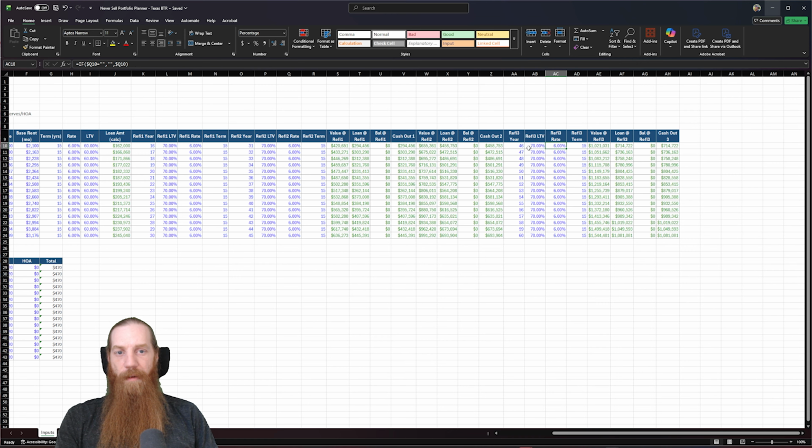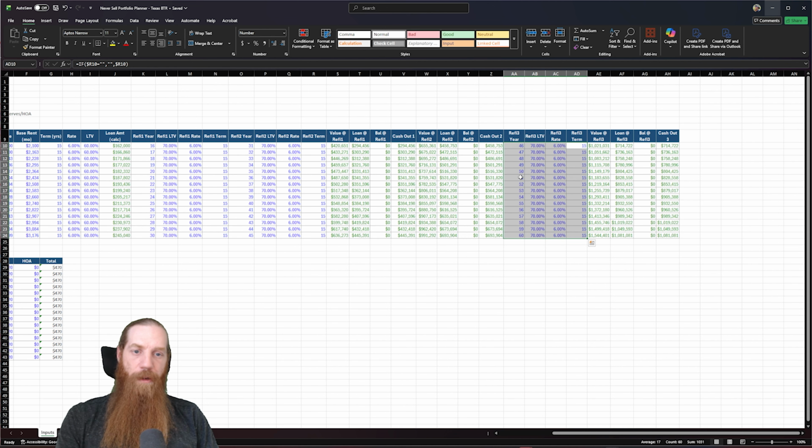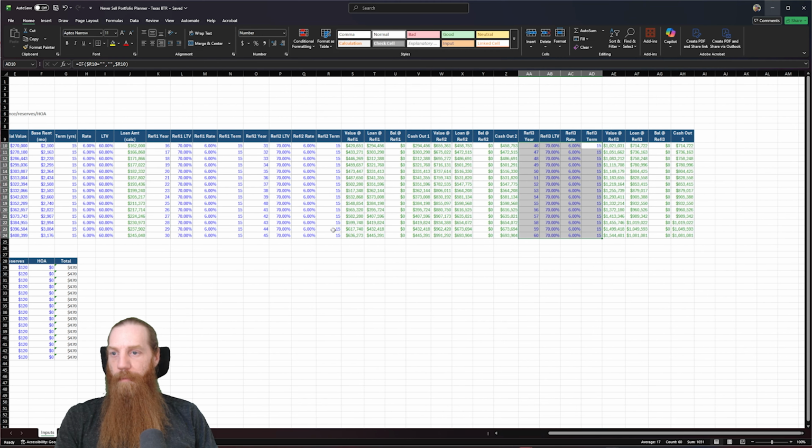And then I just set these numbers, the interest rate and the LTV, to be exactly the same as what these ones were for refi number 2. Same thing with the term. It's going to be a 15-year term again, just like number 2. So these are set up to automatically populate. But if you want to use different numbers for refi number 3, you can just change these blue cells to whatever you want, right?